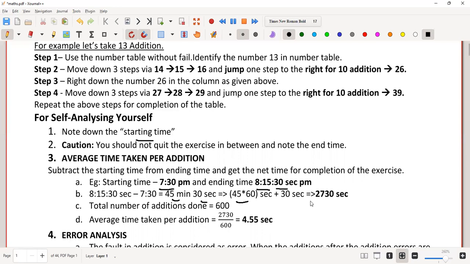1 minute has how many seconds? 60 seconds. All right. 1 minute has 60 seconds. Yeah, this is what I'm showing you here, how to work this. I told you how after completing, you have to analyze this. See, the total seconds taken is 2730. How many additions have we done? 600 additions. So the average time taken for one addition for you would be around 4.55 seconds. All right.